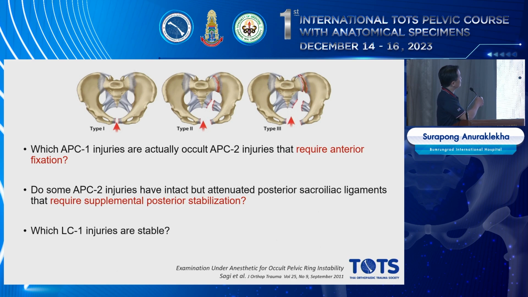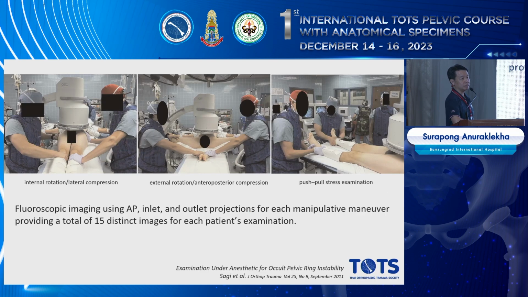For example, if you look at this, I think sometimes it's very difficult to know exactly whether there is a posterior injury or not, just looking at the X-ray or even the CT scan. So the question is: which APC1 is actually what we call an occult APC2, or is it an APC1 that really has the posterior injury but you do not see it from the X-ray? Or is there any APC2 that in general is just anterior instability, or do they really need posterior stabilization or not? Which LC1 is considered unstable?